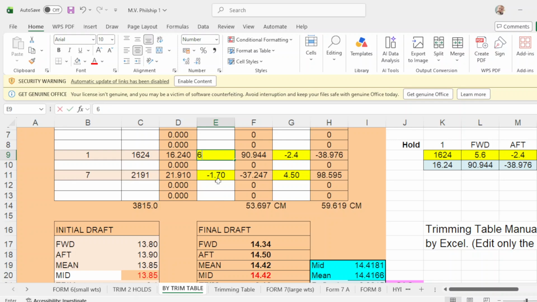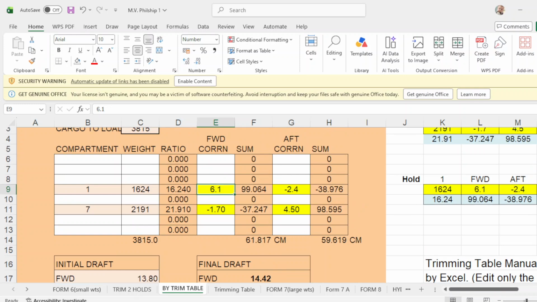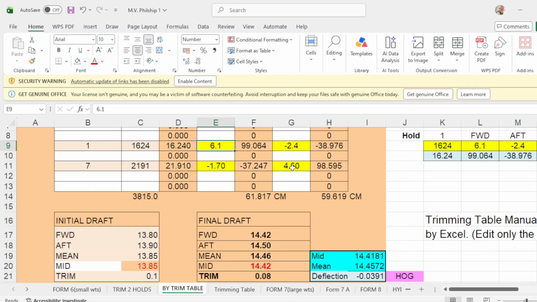See, you have already 14.42. So I have already adjusted from 5.6 to 6.1 until I get 14.42. Now the up correction is 14.5, so we have to adjust this one, which is the up correction. Up correction, I have adjusted it to 4.15. Then take note, it's now even keel.